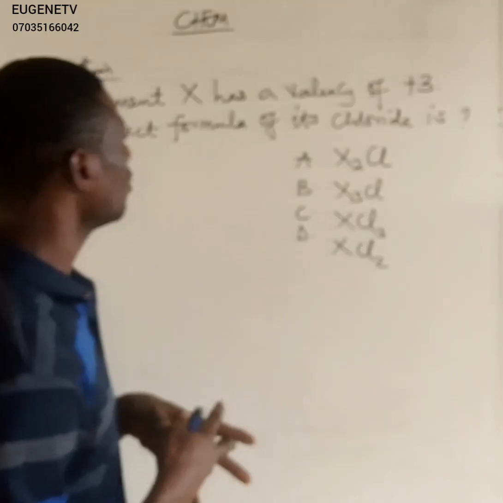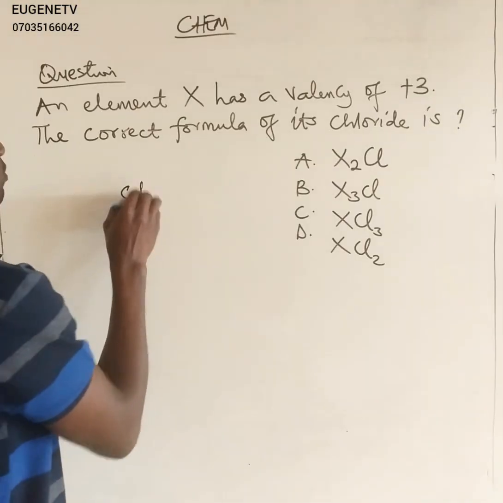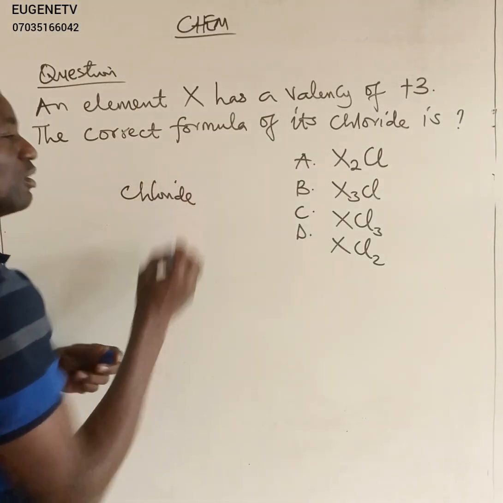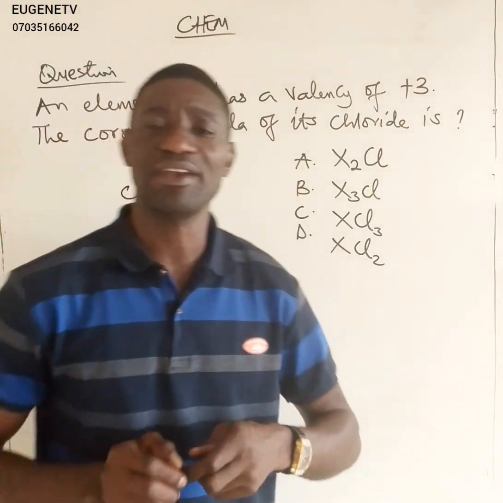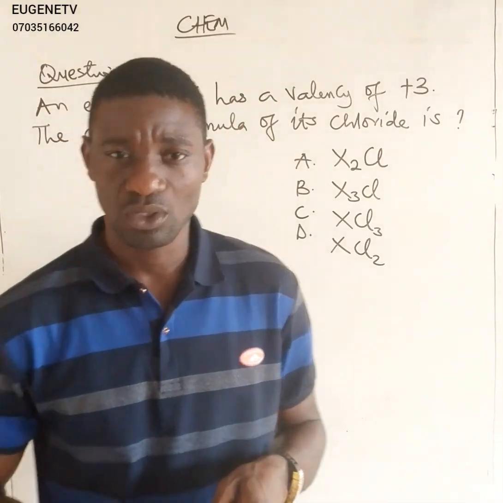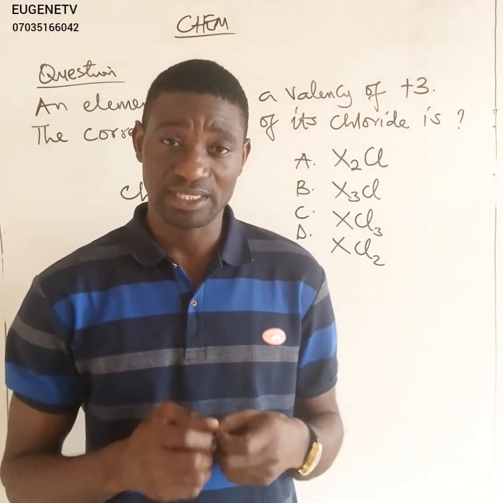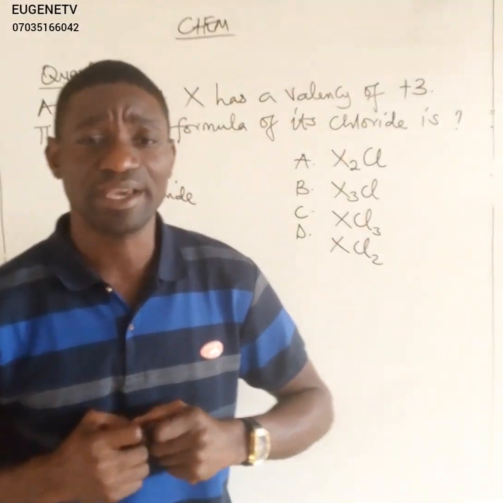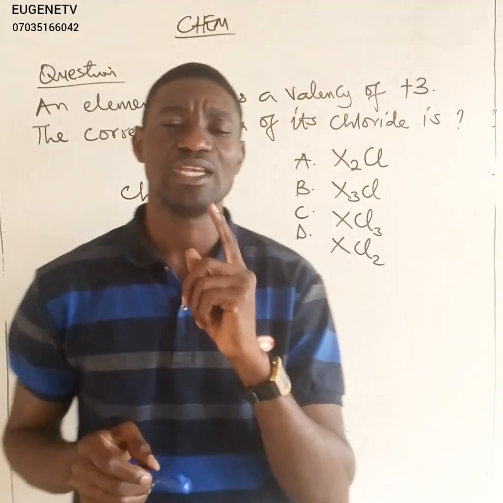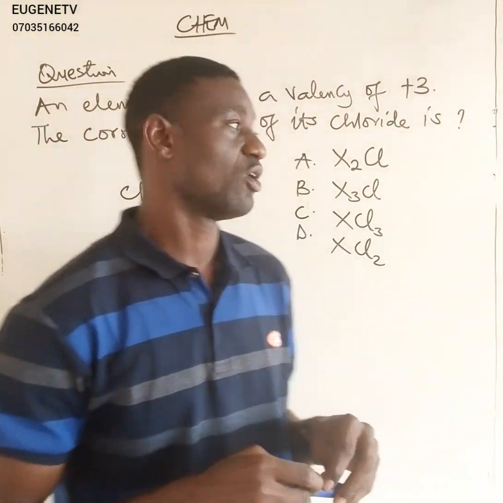Okay, so now what do we mean by chloride? Chloride simply means a binary compound formed when chlorine combines directly with another element. Let me take that again. Chloride simply means a binary compound formed when chlorine combines directly with another element.